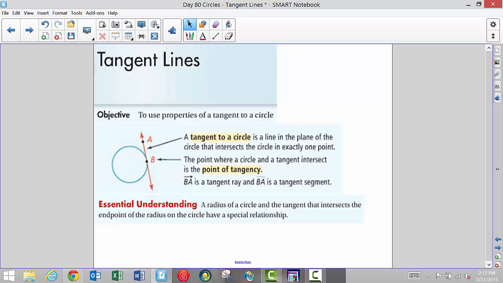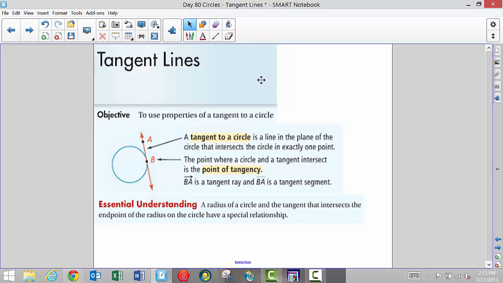In my diagram here, I have ray BA as a tangent ray, and they're tangent. So BA ray is a tangent ray and BA is a tangent segment. Again, if you have a line or a segment or a ray that touches a circle once and only once, it's called a tangent line or tangent segment or tangent ray. A radius of a circle and the tangent that intersects the endpoint of the radius have a special relationship that we're going to find here.